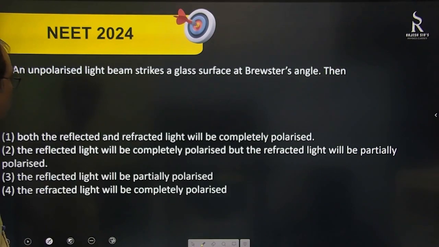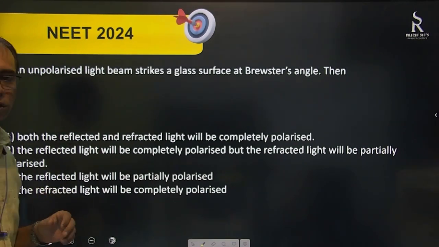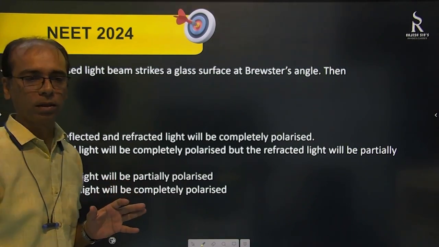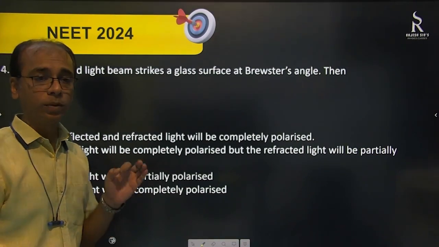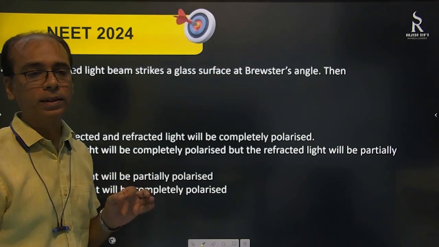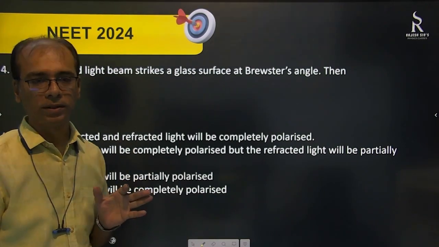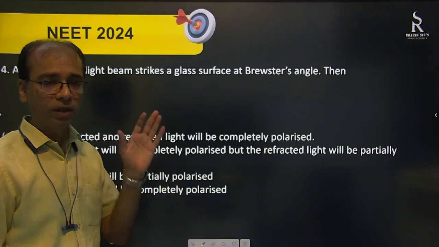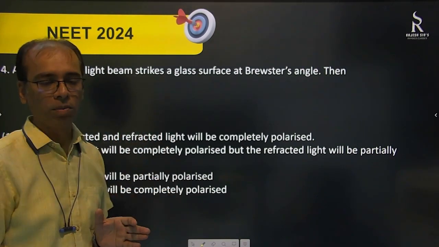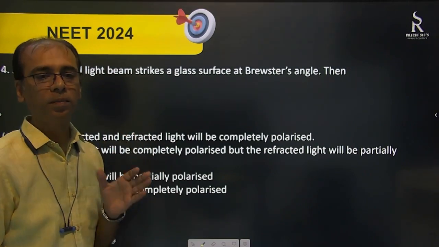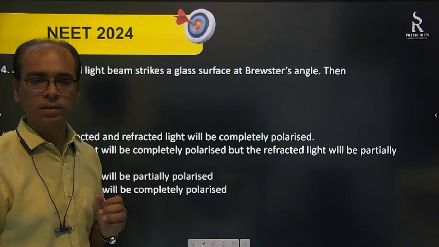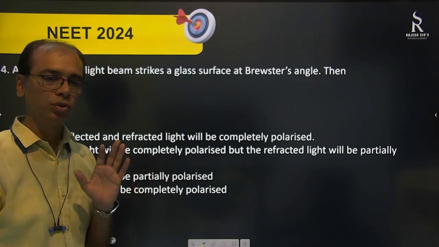Let's see what this question is now. An unpolarized light beam strikes a glass surface at Brewster's angle. Again, a conceptual question. Brewster's angle is the angle at which the reflected light gets plane polarized. If the incident ray is making that angle with the normal, then the reflected ray is plane polarized and the refracted ray is partially polarized. It's a conceptual question, you should remember that.